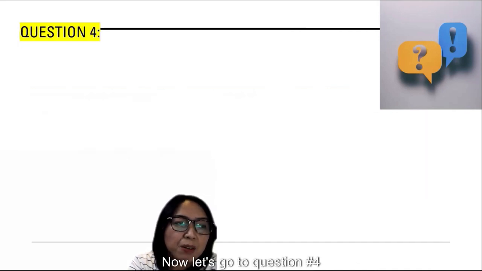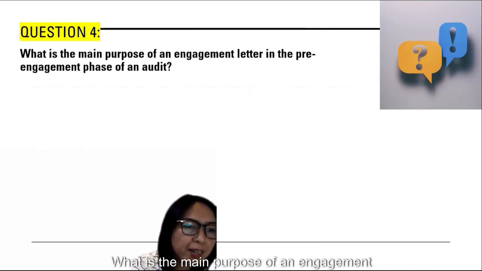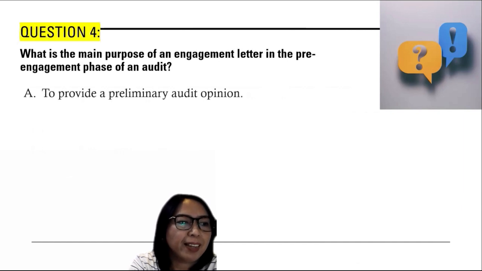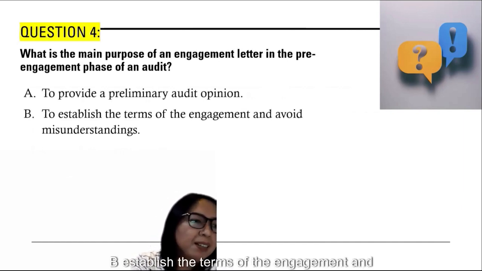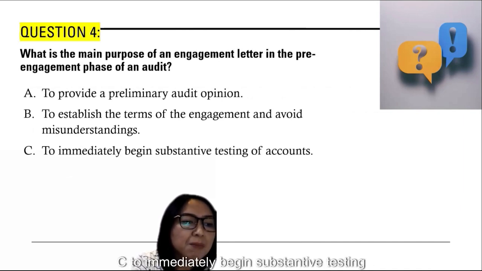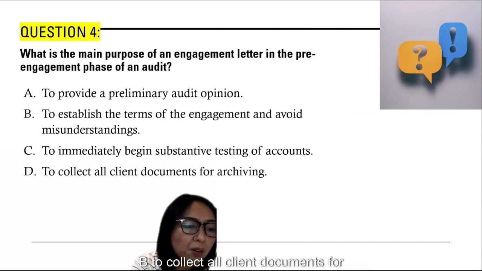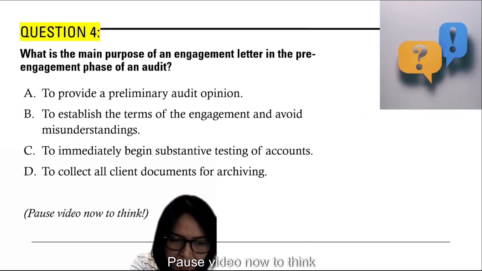Now let's go to question number 4. What is the main purpose of an engagement letter in the pre-engagement phase of an audit? A. To provide a preliminary audit opinion. B. To establish the terms of the engagement and avoid misunderstanding. C. To immediately begin substantive testing of accounts. D. To collect all client documents for archiving. Pause video now to think.